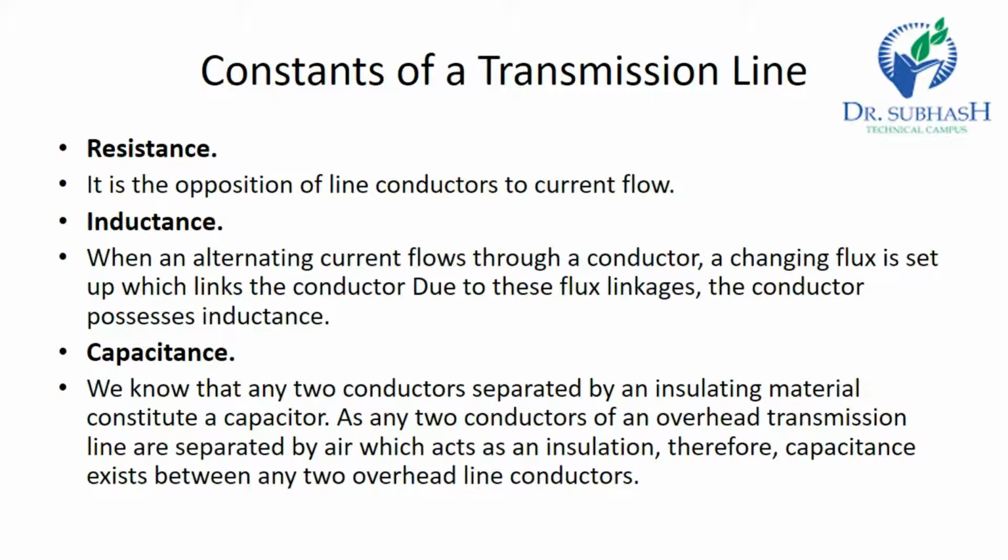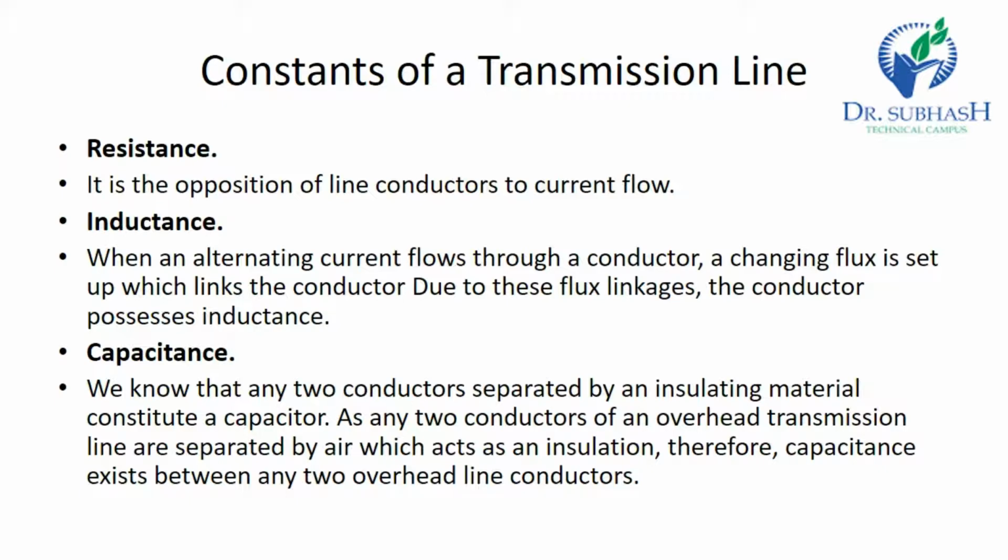The first one is resistance. It is the opposition of the line conductor to current flow. The resistance is distributed uniformly along the whole length of the line. The performance of a transmission line can be analyzed conventionally if the distributed resistance is considered as a lump.